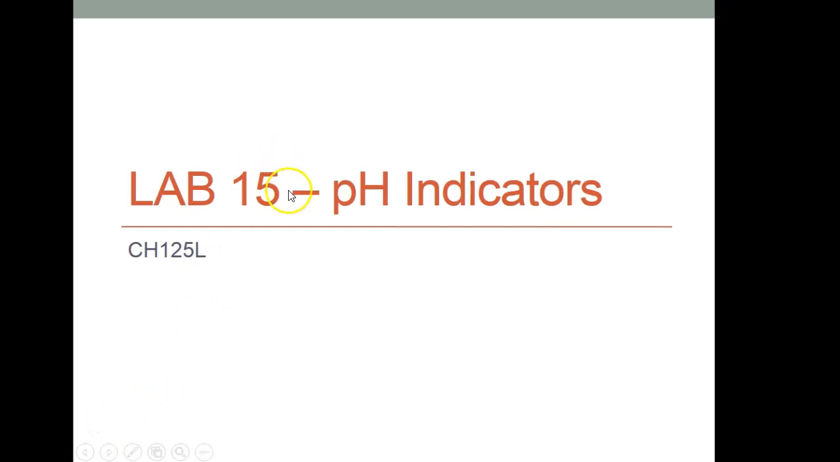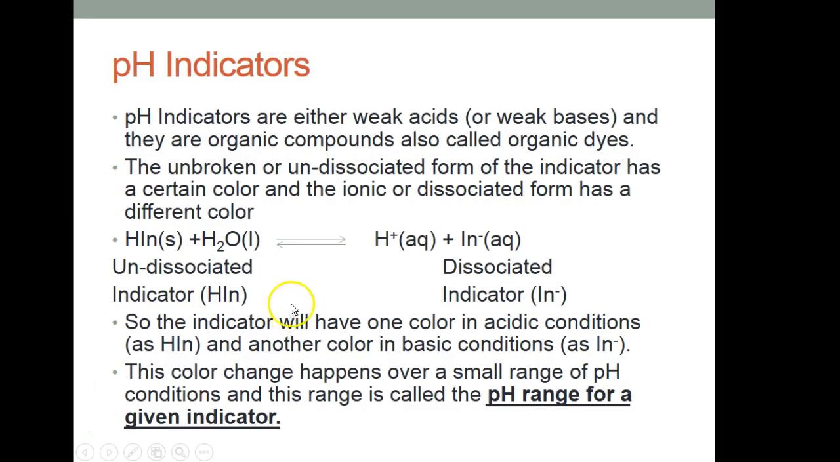So, in this lab, we're talking about pH indicators and looking at what type of indicator would best fit a certain acid base titration. When you're titrating an acid and a base, it could be a weak acid with a weak base, or a strong acid, strong base, or a weak acid with a strong base, or a strong acid with a weak base, and so on.